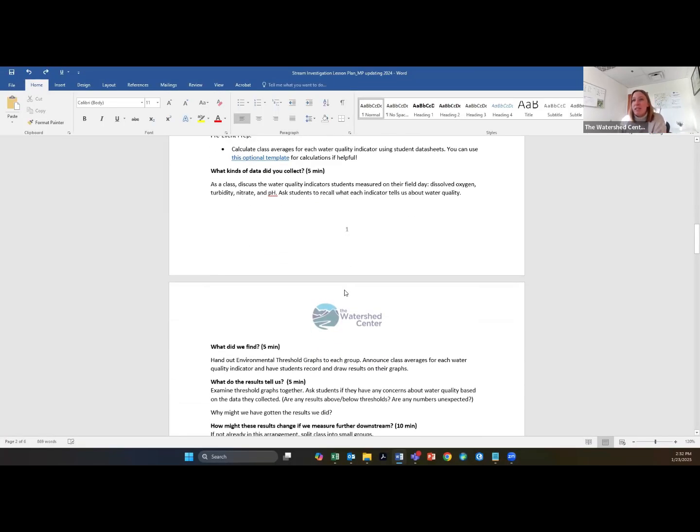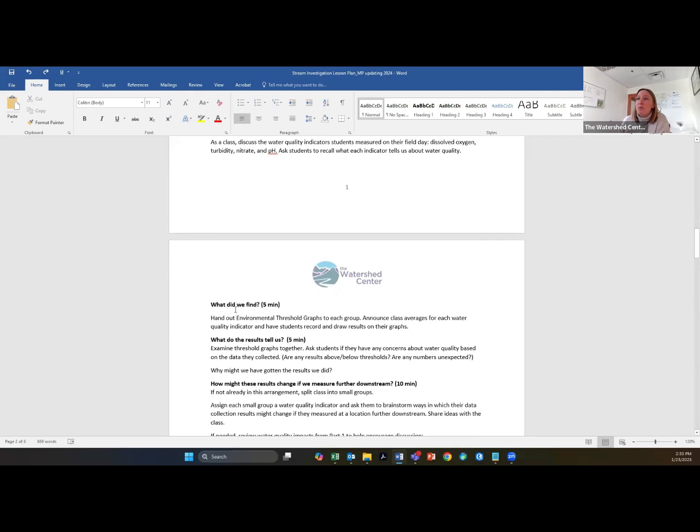So the first question that we'd get into with students in a large group discussion is just a reminder of what data we collected. So this is dissolved oxygen, turbidity, nitrate, and pH. And we want to also remember and use this time to remind students what each indicator tells us about water quality. So what does turbidity tell us? Why do we measure it? What does nitrate tell us? And then we're going to go into the what did we find?